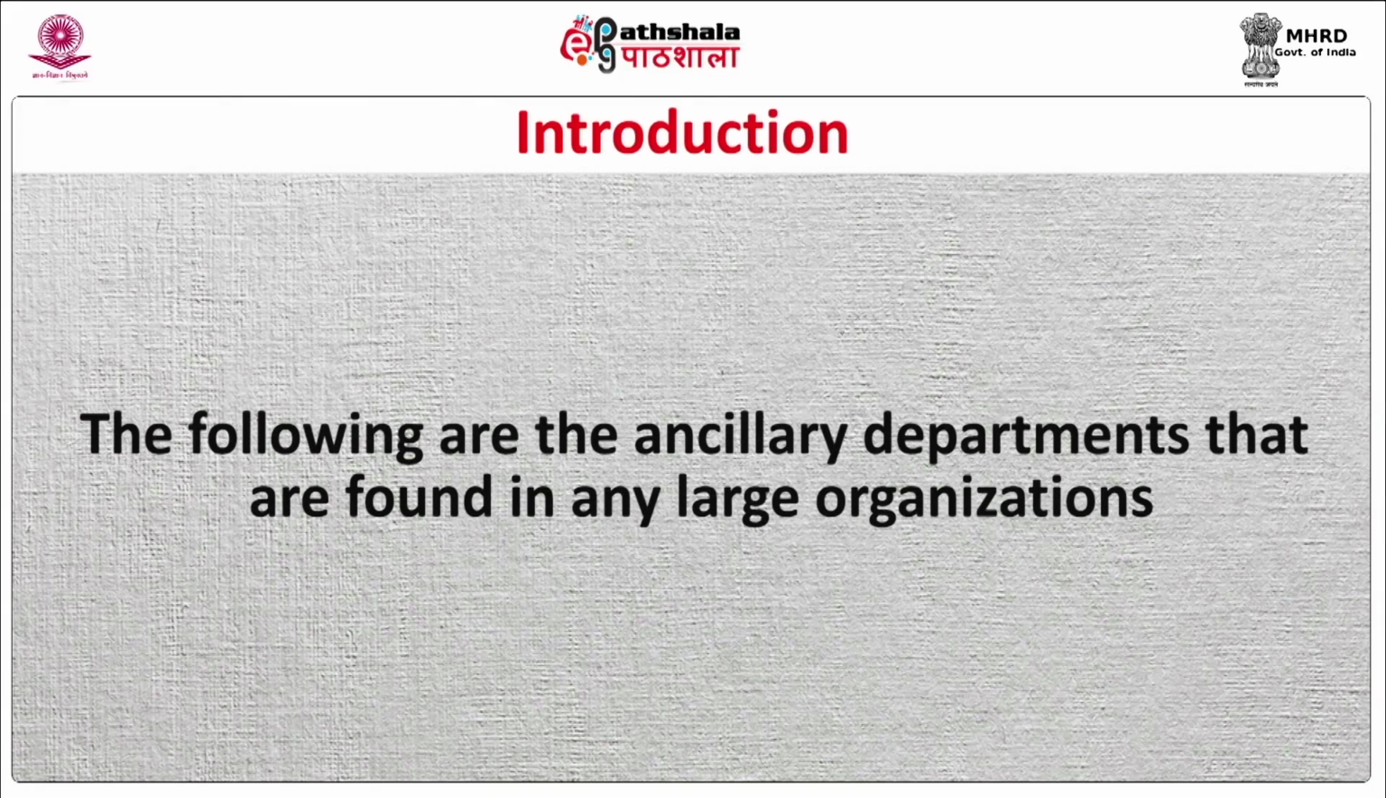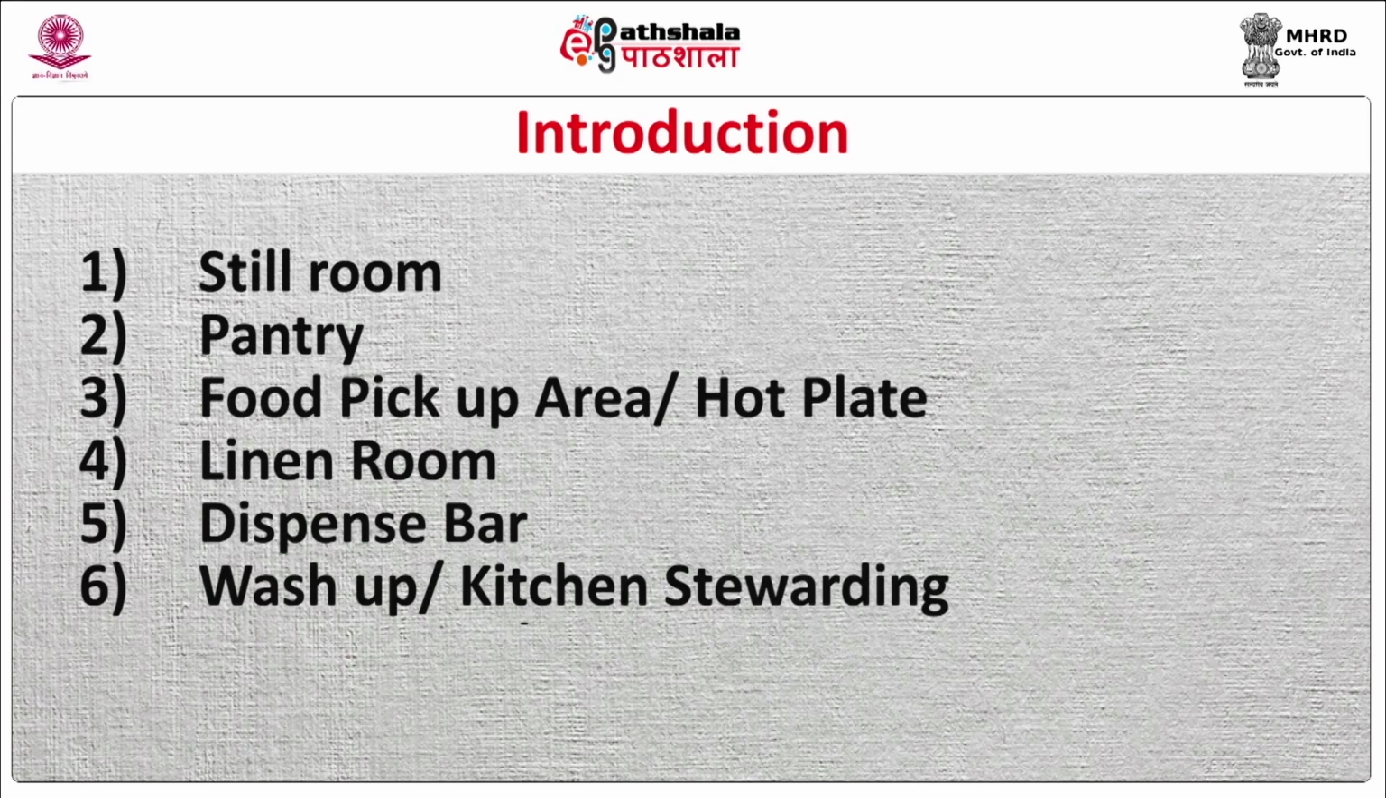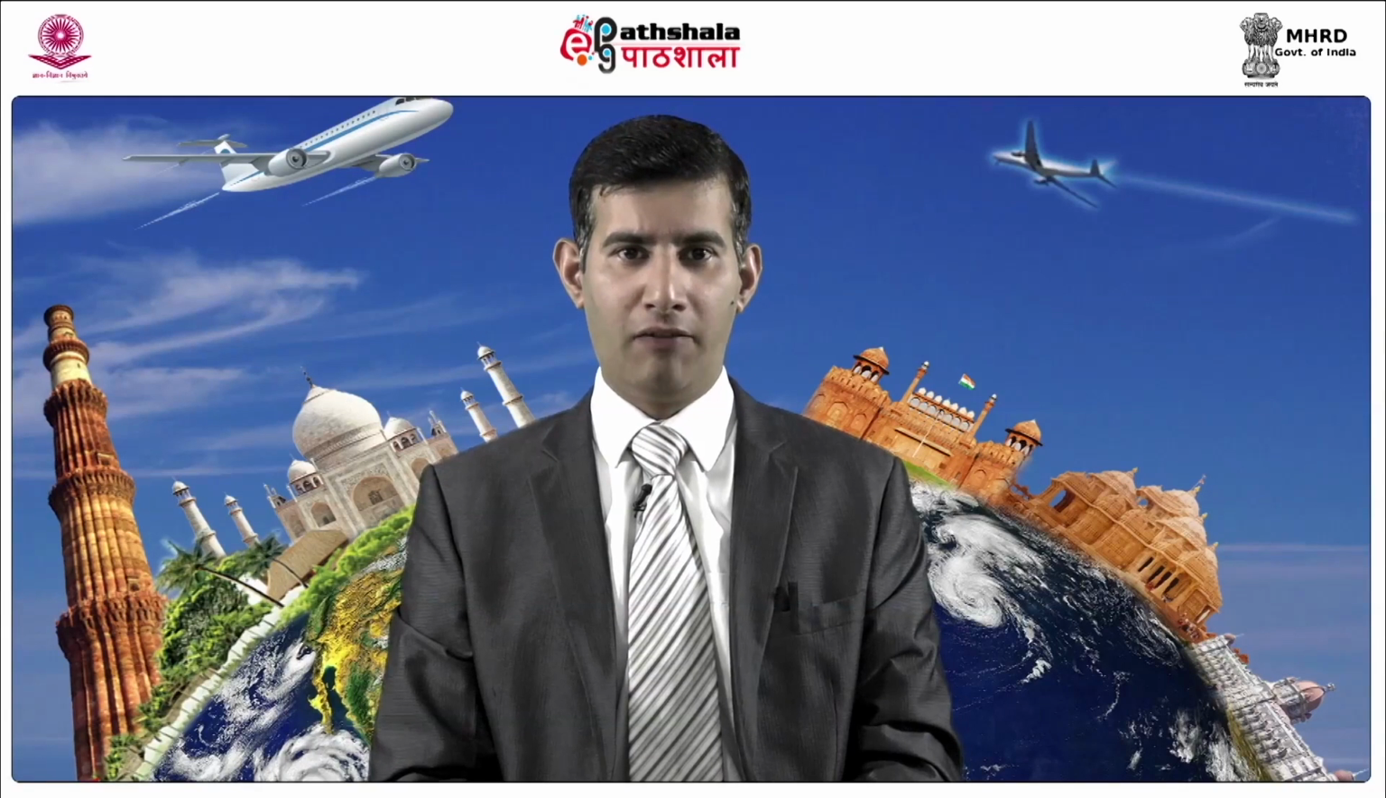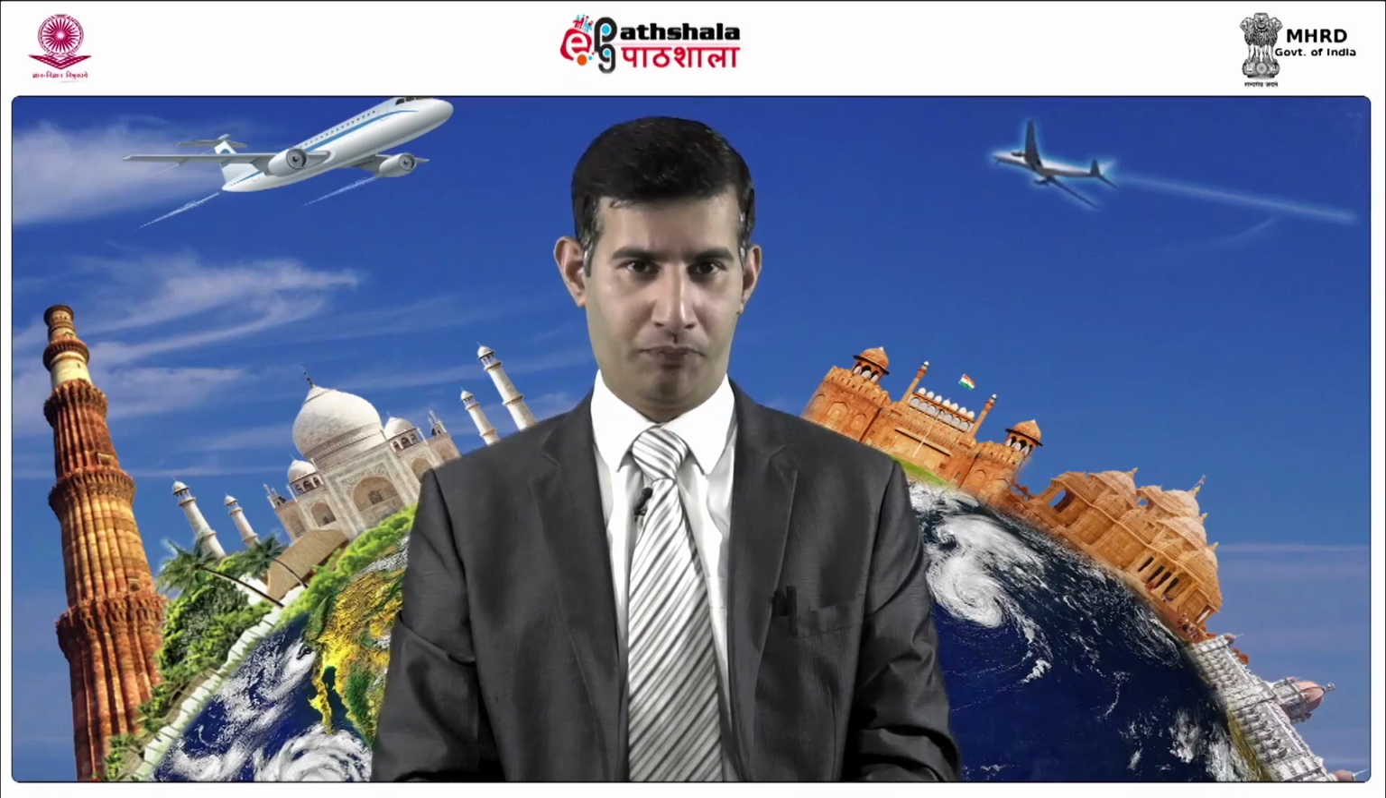The following are the ancillary departments that are found in any large organizations: still room, pantry, food pickup area or hot plate, linen room, dispensed bar, wash-up or kitchen stewarding, silver room or plate room. Now one by one I will explain each one of them.